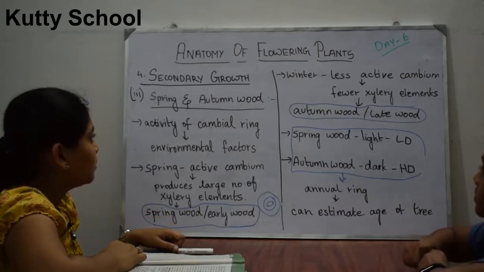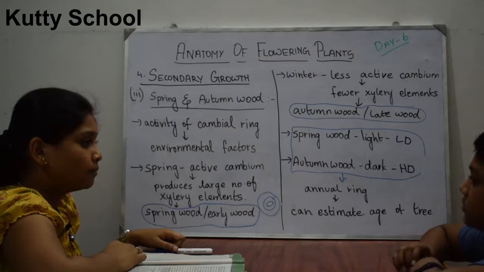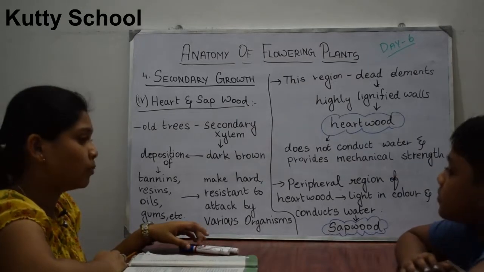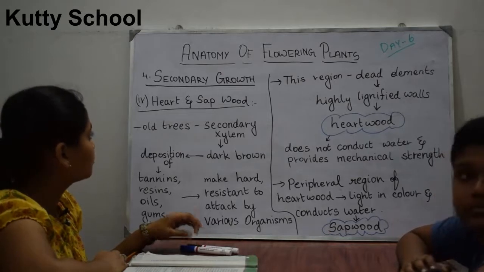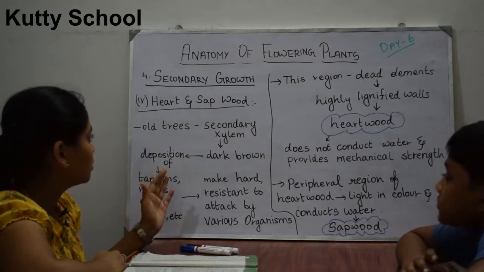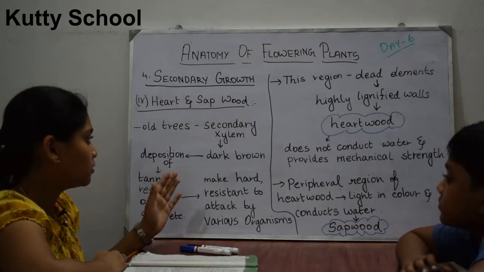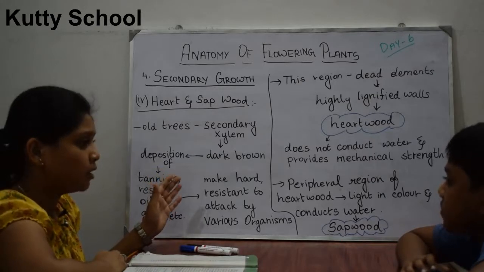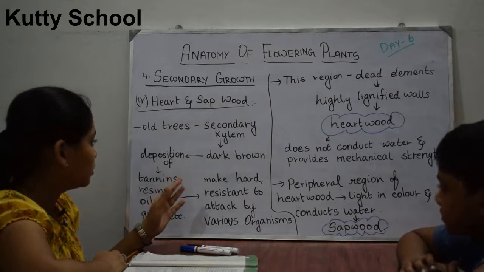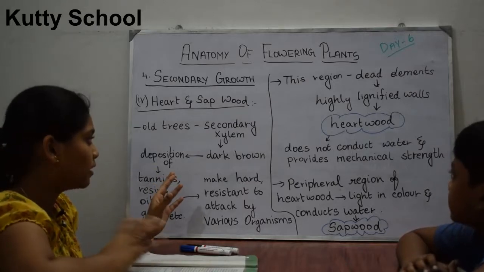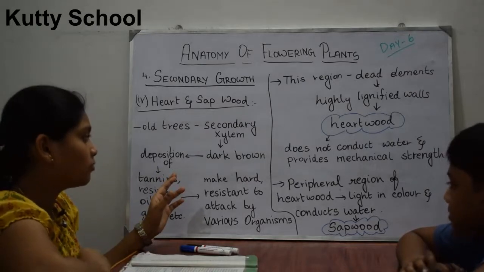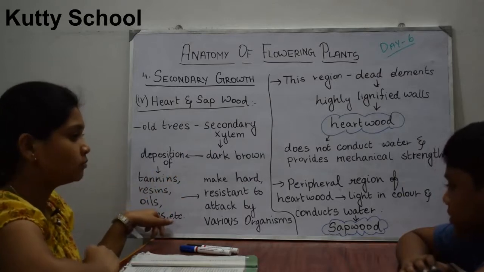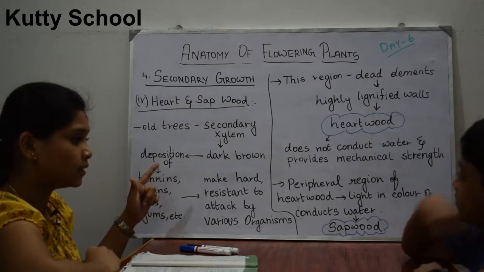So next we will see about heartwood and sapwood. Now we are going to discuss heartwood and sapwood. In old trees, the secondary xylem, which is formed by cambium, is dark brown in color. This secondary xylem is made up of deposition of tannins, resins, oils, gums, etc.